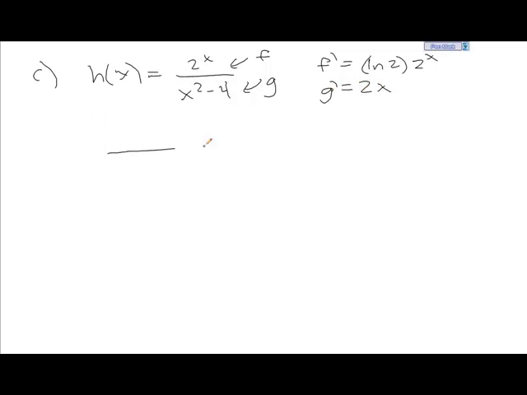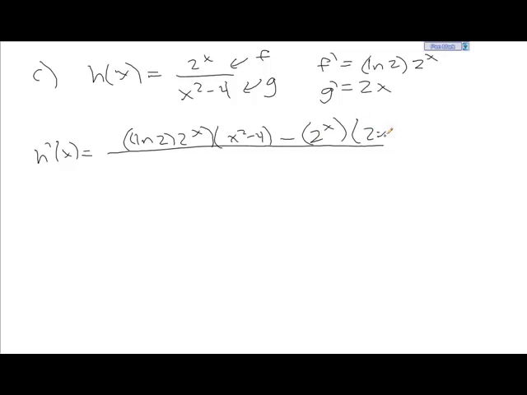And so now we put this all together for h prime of x, and we get f prime, which is ln 2 times 2 to the x, times g, which is x squared minus 4, minus f g prime, which is 2 to the x times g prime, which is 2x, all over g squared, which is x squared minus 4, quantity squared. And we're done with that problem.